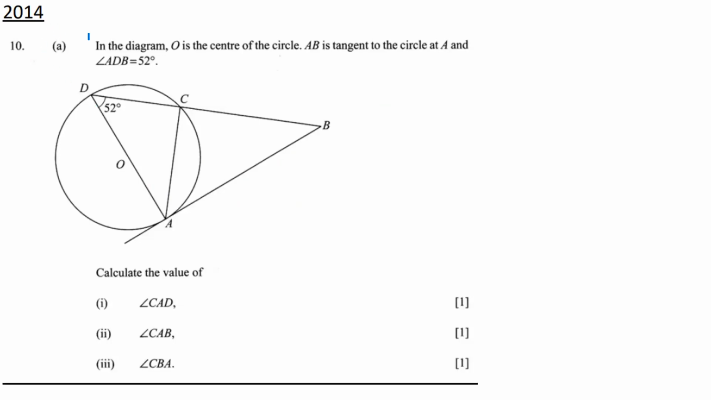This is 2014. It says, in the diagram, O is the center of the circle. So here's O. AB is tangent to the circle at A, and ADB is equal to 52 degrees. And so it says, calculate the value of CAD.